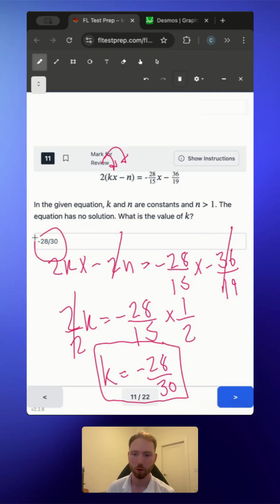And so you can see it's already bubbled in there because I can't type right now. So negative 28 over 30 is going to be the correct answer, or negative 14 over 15, however you like to do it.